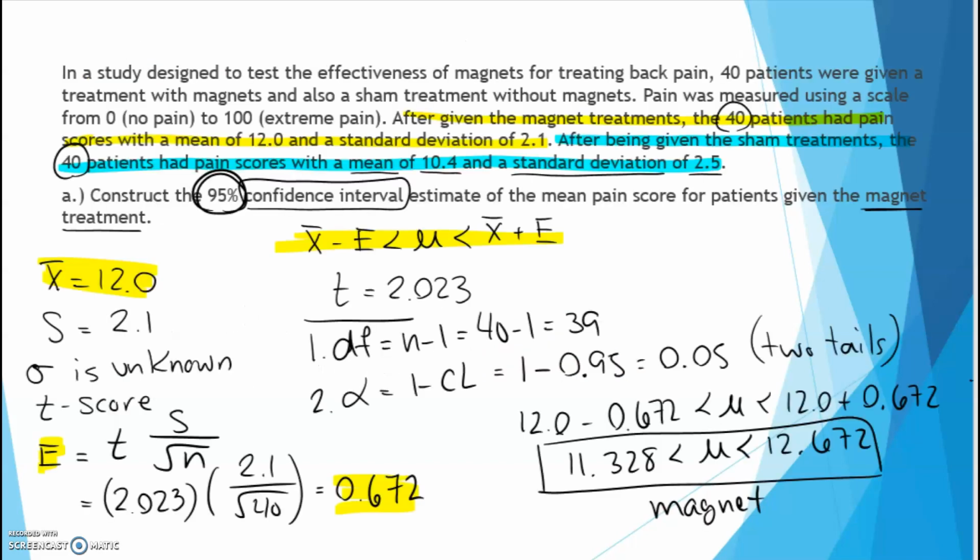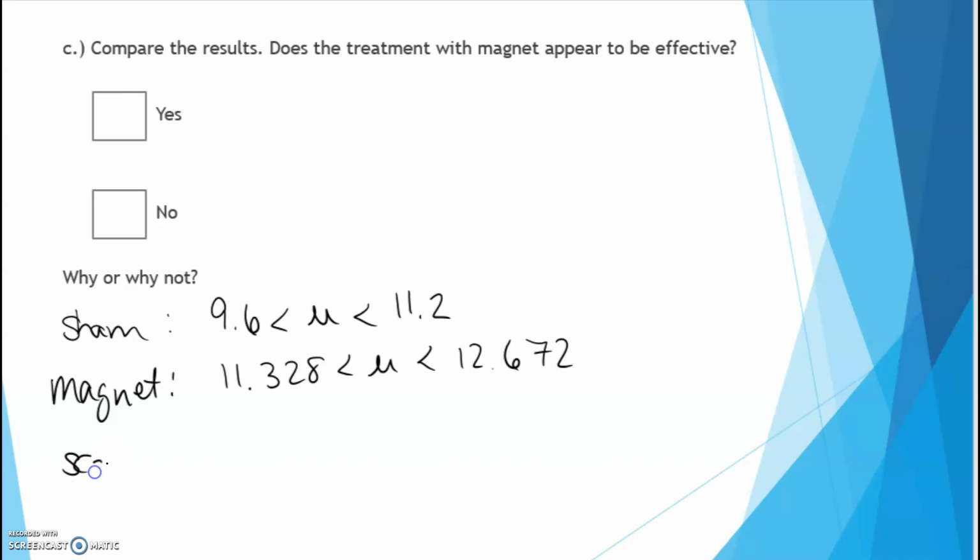Now remember at the very beginning, they said right here, we're using a scale from 0 no pain to 100 extreme pain. So here's our scale. 0 to 100. 0's no pain, and 100 is lots of pain. So the higher the number goes, the more pain you're in. So if I was going to choose the sham treatment or the magnet treatment going in for back pain, I would want less pain. So notice the magnet treatment is 11 to 12, whereas the sham is 9.6 to 11, which is lower, which in this case would be less pain. Magnets would be more pain since they are higher numbers. So does the treatment with magnets appear to be effective with curing your back pain? No, it is not.